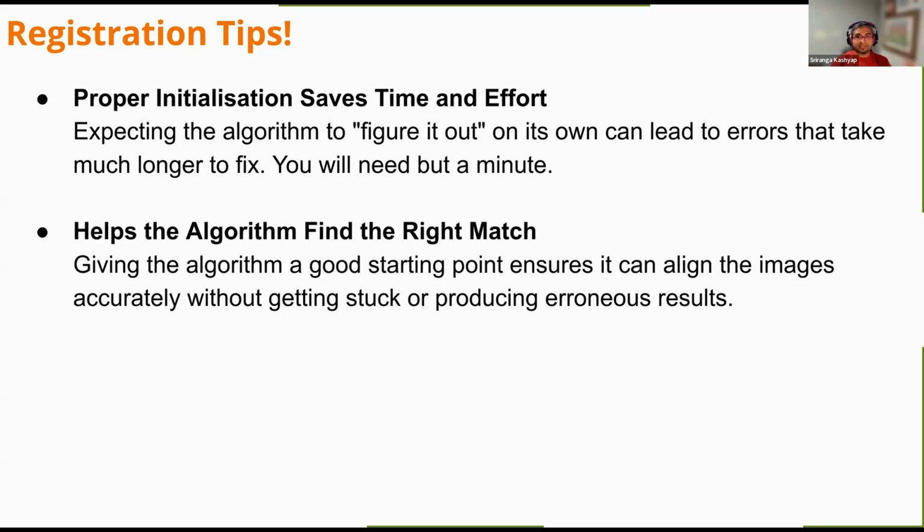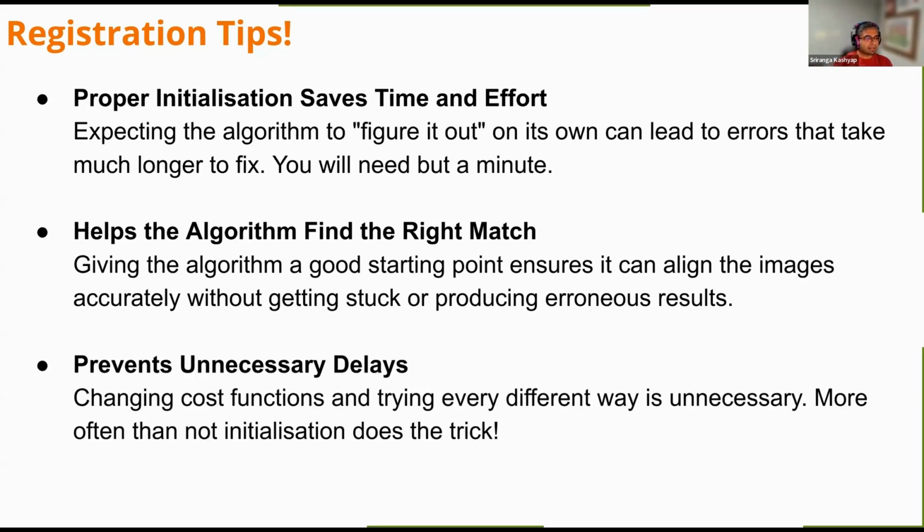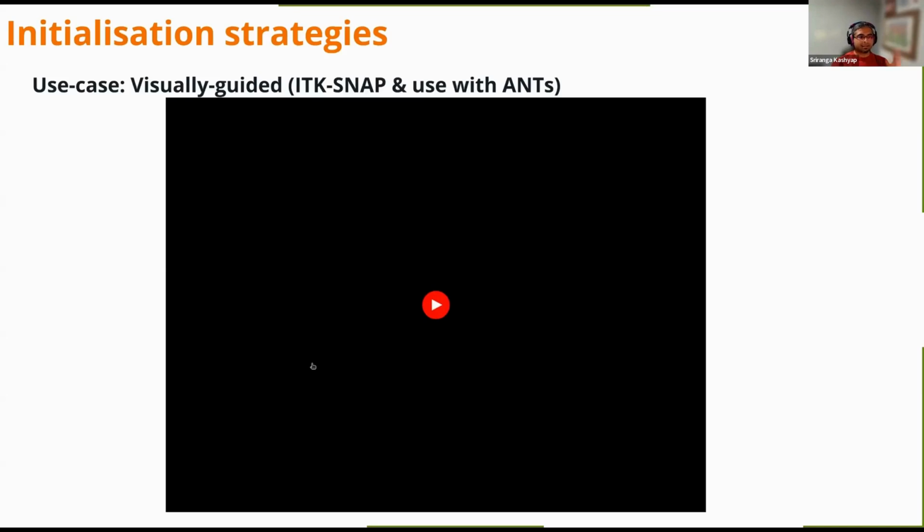How do you do this? Give it a good starting point. If you ask it to figure out the starting point, it'll get stuck in local minima. It won't converge, or even if it does, it's a bad result. And again, you end up repeating it, changing cost functions, changing parameters, ranges, rotations. You waste a lot of time, not necessary. You can always initialize, and I'll show you how to do it.